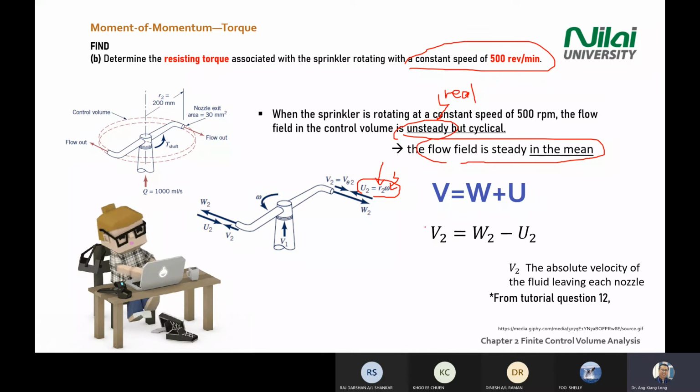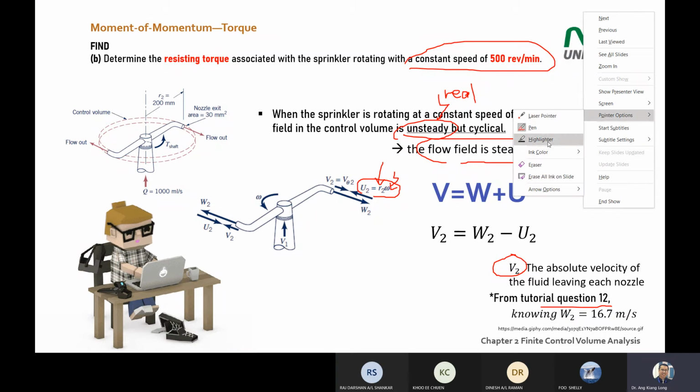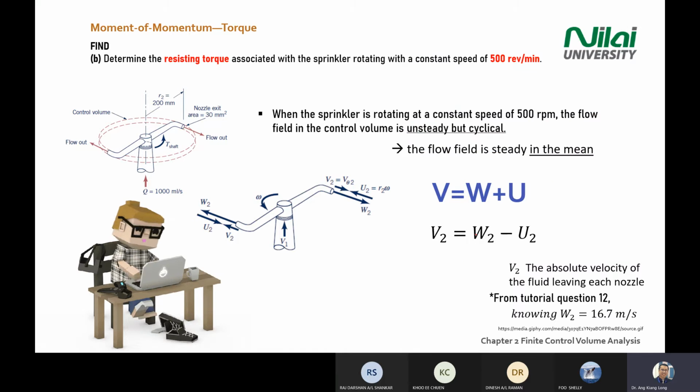Again, U2, you calculate V2, you calculate from tutorial question 12. V2, we already find. Same procedure. And tutorial 2 is W. In this case, you copy the V2 value from question 2. However, when it comes to this tutorial question, it will become W2 value. In this case, your W2 will take the value from question number 12. The W2 value will be 16.7.